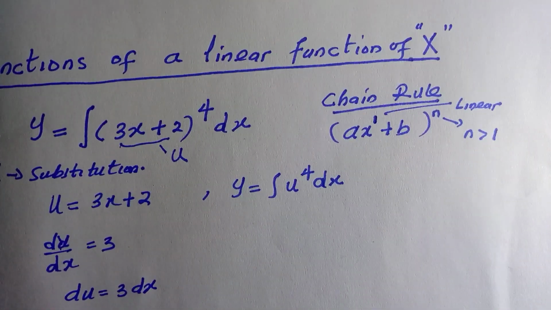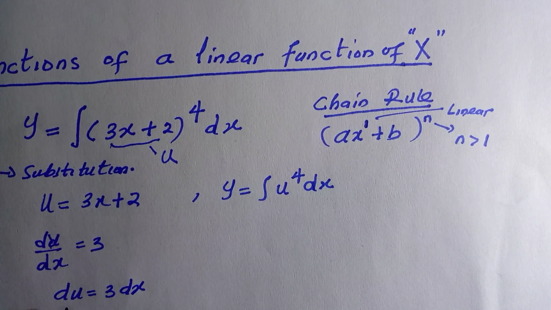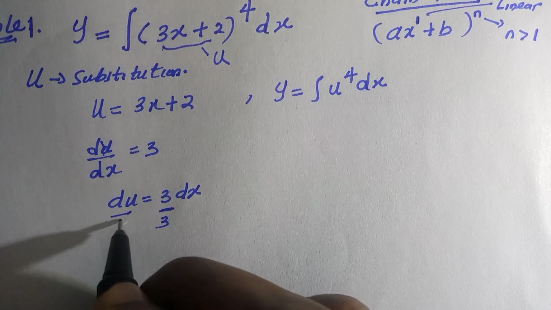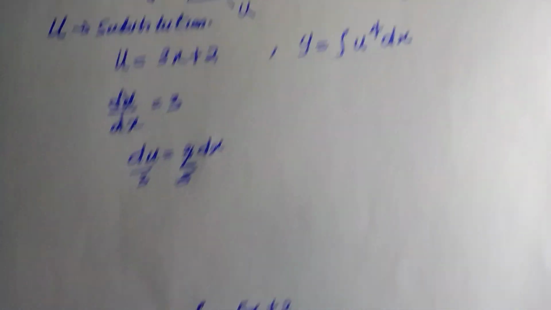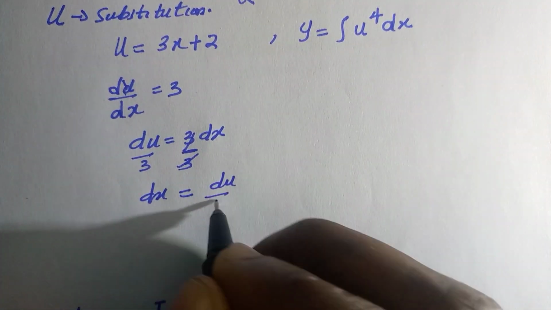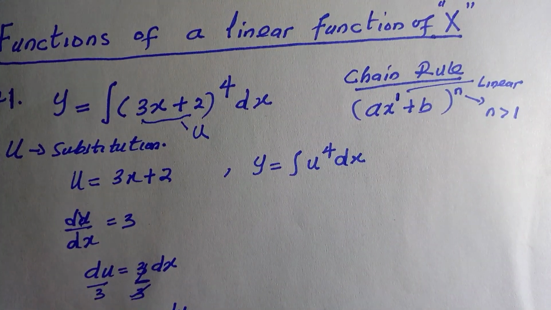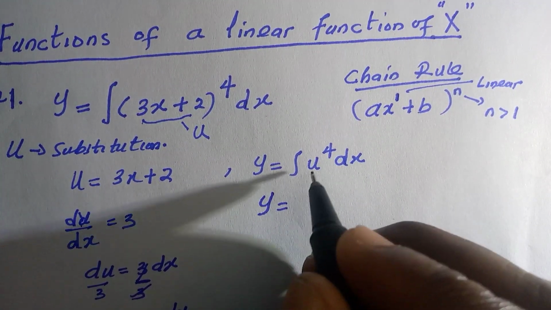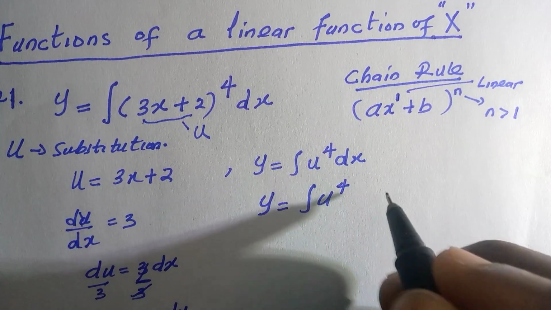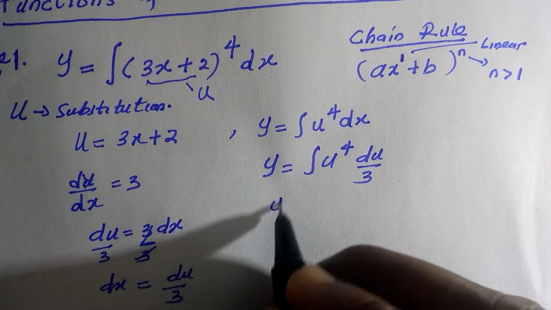And from the given y equals the integral of u raised to power 4 dx, we have the dx, so we cannot integrate yet. So the best thing is to find what suits this from this. So we are going to make dx the subject, and by this we have dx equals du divided by 3, and anywhere we see the dx here, we replace it with du divided by 3, and we have y equals the integral of u raised to power of 4, but the dx here is du divided by 3, and this 3 is 1 divided by 3, all right?